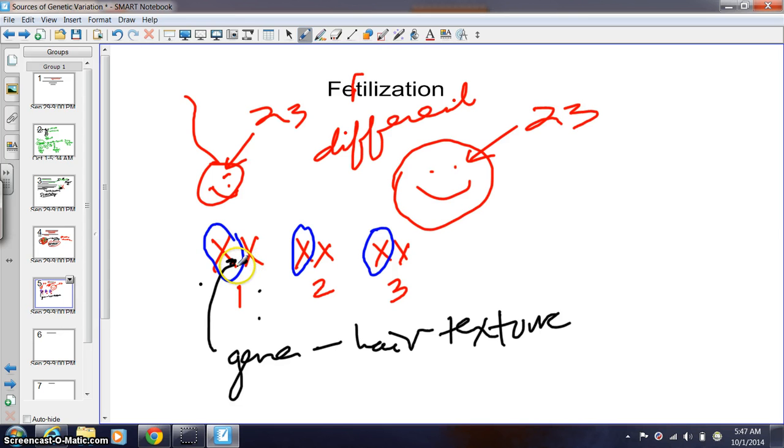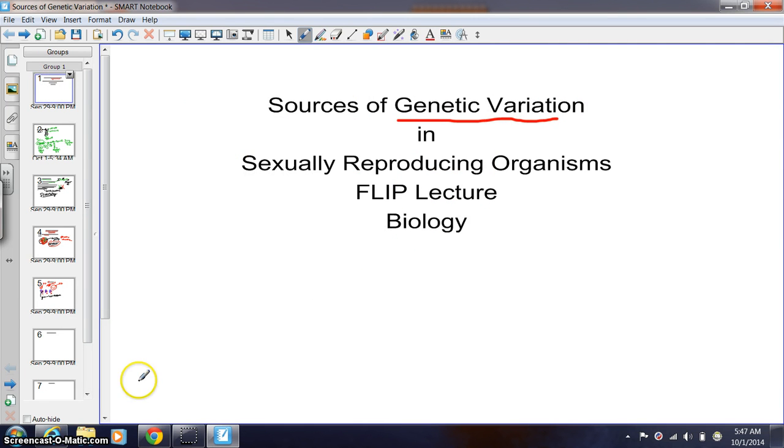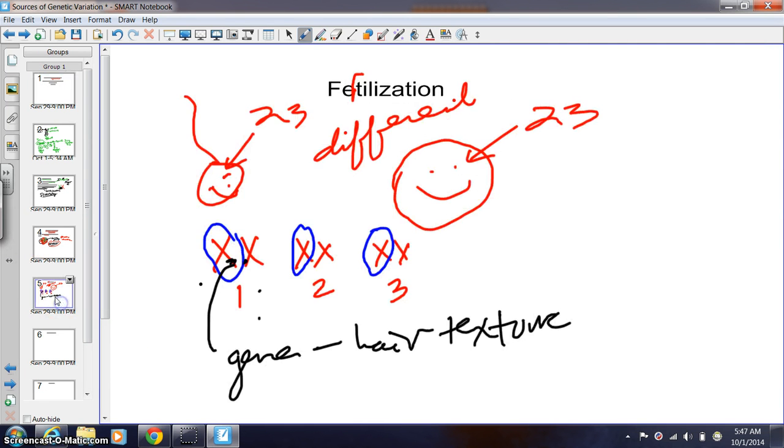But what I want you to know is that with fertilization, you're getting genes for the same trait that are different. In some cases, they will be the same, and that's fine, but it's all random, okay? So it's important to know that. So fertilization creates, go back to the title, genetic variation. It creates genetic variation because we're inheriting chromosomes that have different genes for different traits.